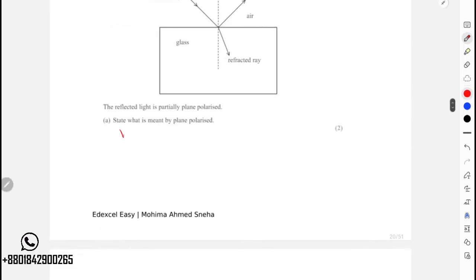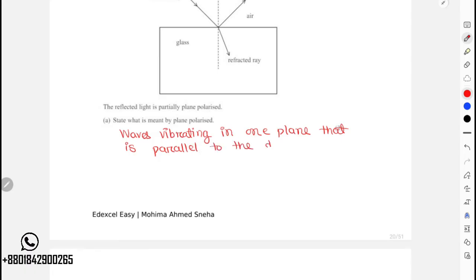So we can write that waves vibrating in one plane that is parallel to the direction of wave travel.